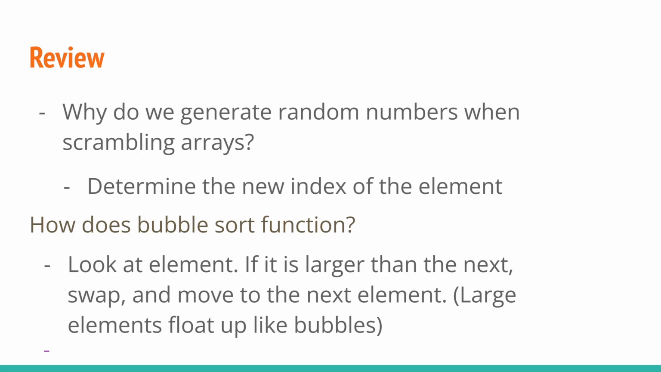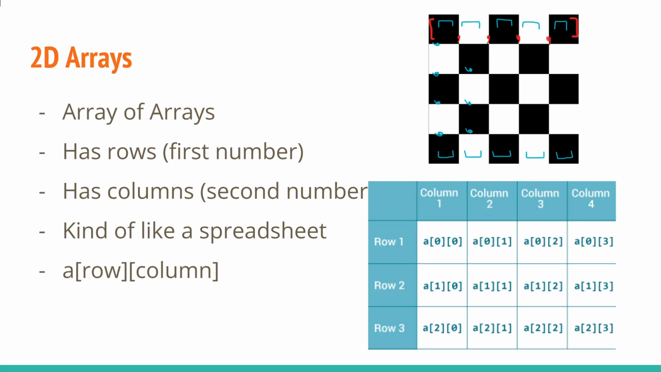So eventually, with large elements floating up like bubbles, that's actually why it's called bubble sort, the elements will float upwards. We'll eventually have a sorted list with the smallest elements toward the left and the largest elements towards the right. Okay, so now, today we're going to be learning about 2D arrays.